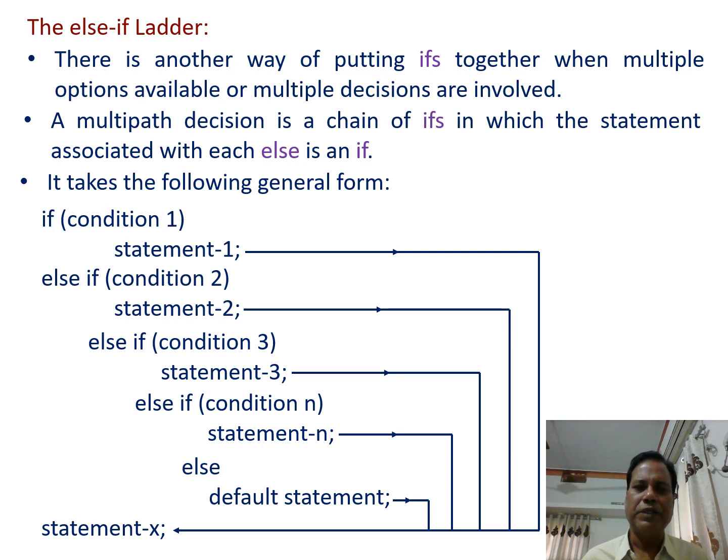If condition 1 is true, then statement 1 is executed. In the else part, again an if condition is there, and condition 2 is tested. If it is true, then statement 2 is executed. If condition 2 is false, then there is another else if. So in this way, putting ifs together with the else looks like a ladder, and that's why it is called the else if ladder format or construct.